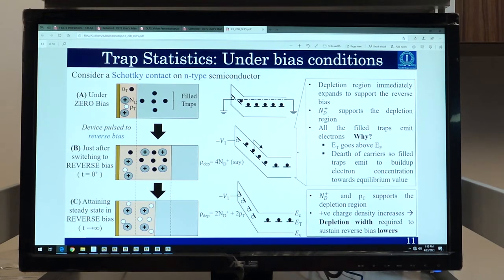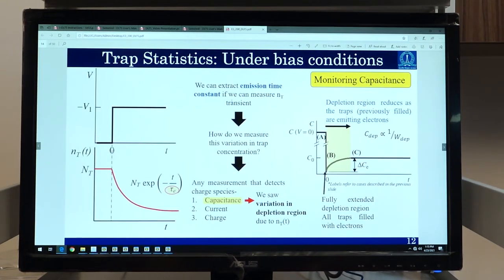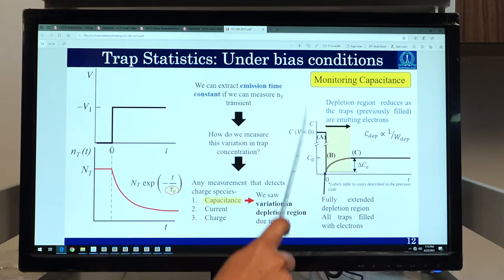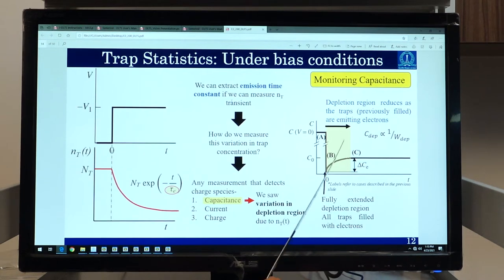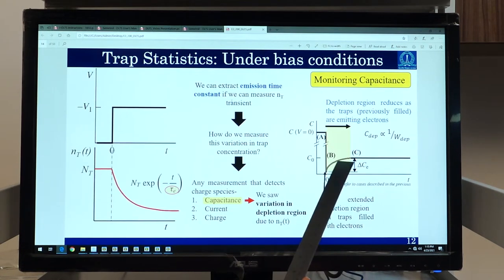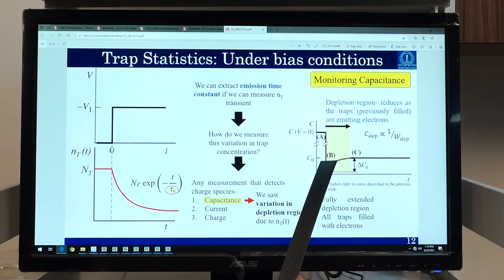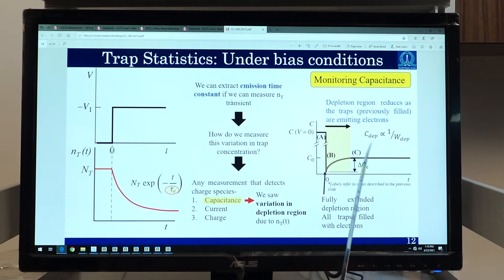Now what is the consequence of this shift in depletion region? It can be noticed if we monitor capacitance. If someone looks at the capacitance versus time graph, the capacitance transient, point B is the starting point when we have immediately applied reverse bias, when the depletion region was long. And as the traps emit, the depletion region collapses, shrinks and comes near to the junction. As a result, the capacitance increases from point B to point C.